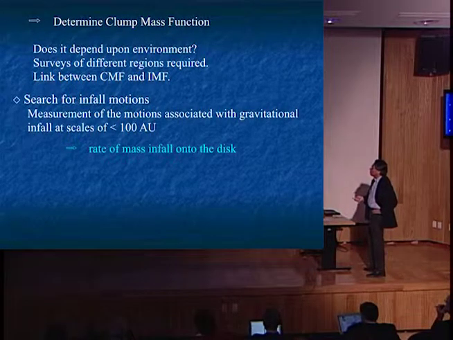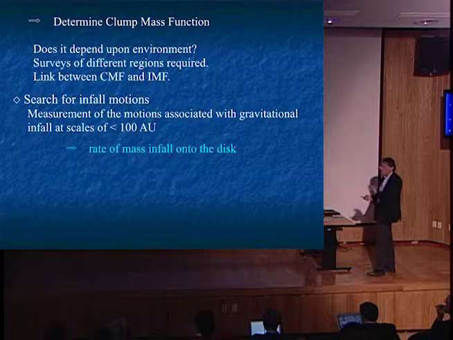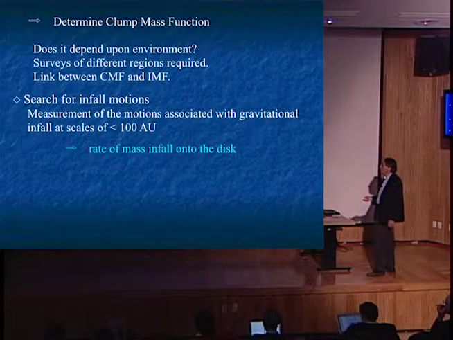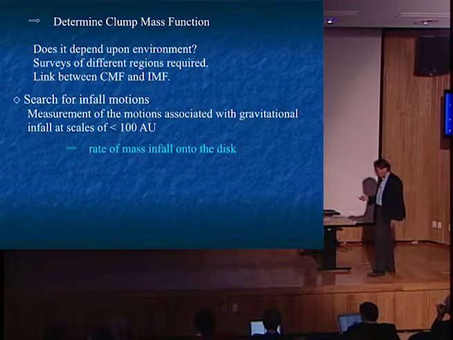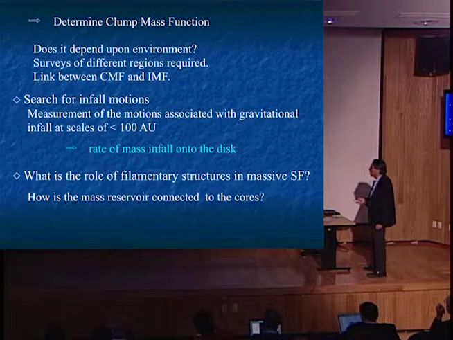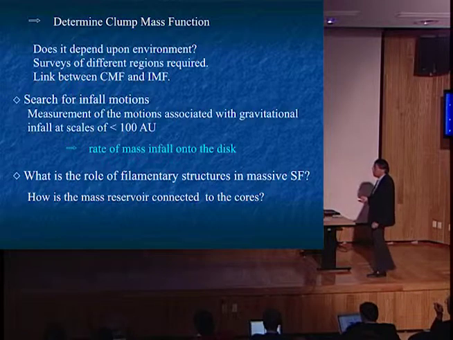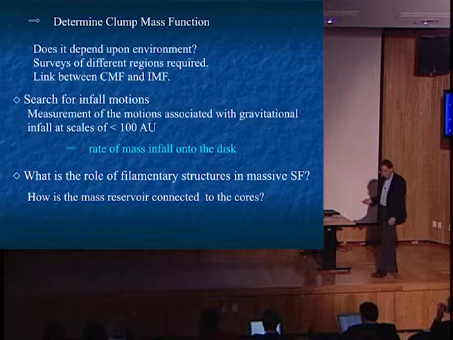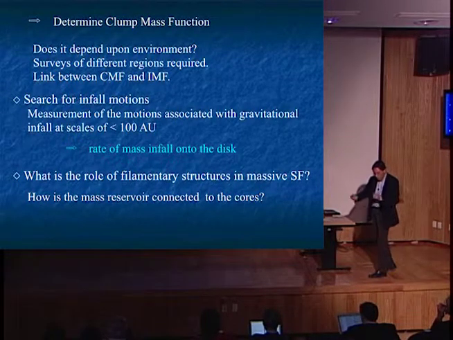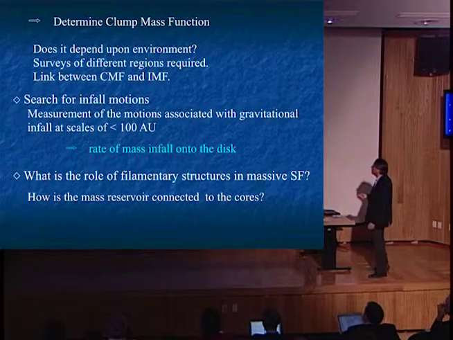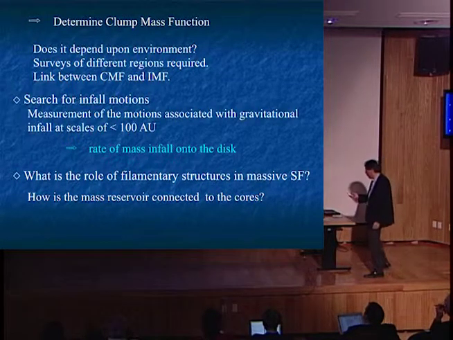We have to search for uniform motions. We have to measure the motion associated with gravitational infall, but on the scale of less than 100 astronomical units, which implies we can then derive the rate of mass infall onto the disk. We have to understand what the real role of filamentary structure is in massive star formation, and how the mass reservoir is connected to the core. So how do you really make the core from the filament, how do you produce the core and reproduce the core, which Lee has already given some hints about.